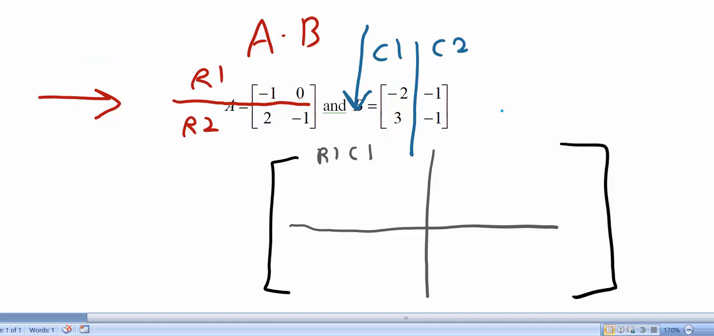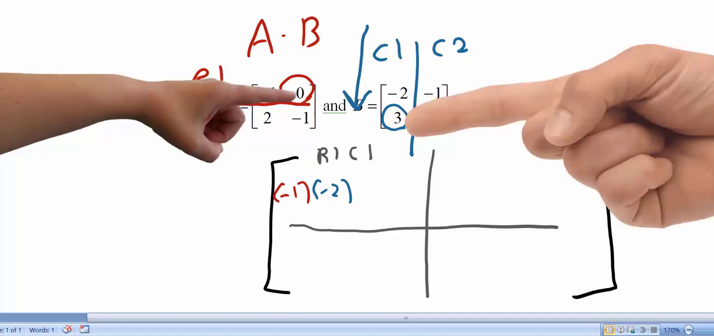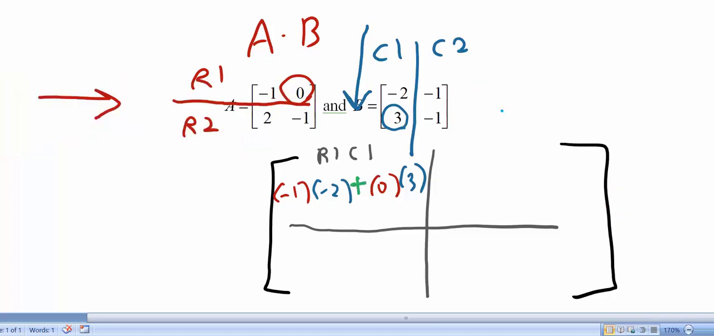So we're going to start with our left finger on the -1 and our right finger on the -2. And we get this product. Then, at the same time, our left finger moves to the right, and our right finger moves down. And now we have 0 and 3. And every time we move our fingers, we put a plus in between. That was row 1, column 1. Notice that we moved both fingers at the same time.